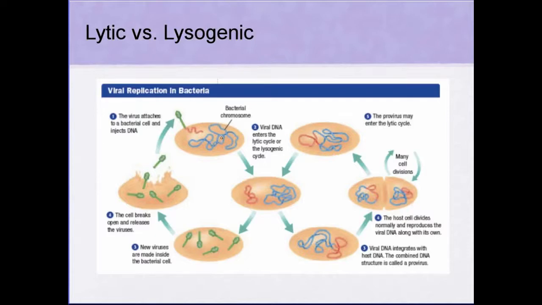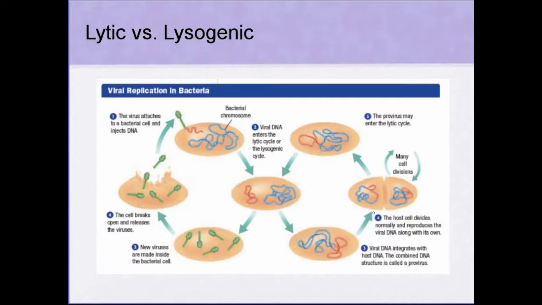So here's a picture. Starting here, we have the injection of the genetic material into, in this case, a bacterial cell. The genetic material in the lytic cycle becomes active, and it creates more viruses, and then those eventually burst out of the cell. But in the lysogenic cycle, the viral DNA is injected, okay? It becomes part of the cell's DNA.